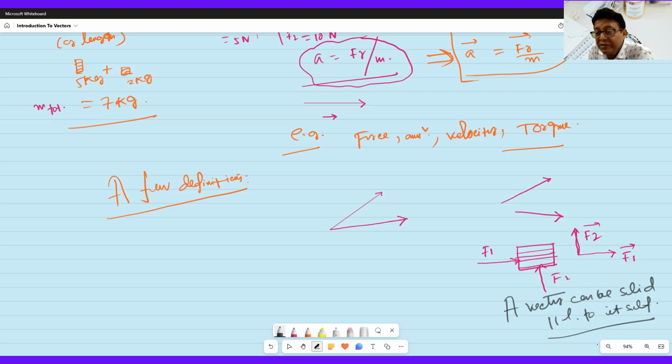You can move a vector parallel to itself. Now, when they meet at a point, emerging out of this point, then these two vectors are said to be co-initial vectors. There may be a third vector also. I can draw another vector here. These are called co-initial vectors.